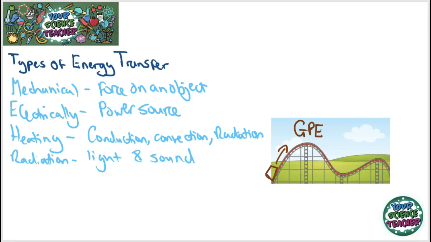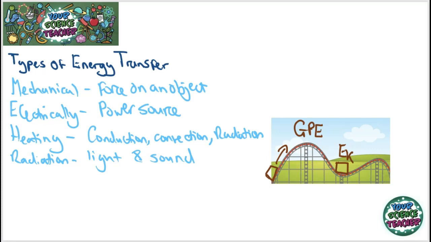Now, when it falls down this hill, it's going to gain kinetic energy as it falls. And if I have a look at some of the energy transfers that are taking place to go from gravitational energy to kinetic energy, if I think about this roller coaster, it's probably going to involve an electrical energy transfer because it will be a power source giving it this energy. And it's also doing mechanical energy transfer going from gravitational to kinetic energy because there's a force being applied onto this object.